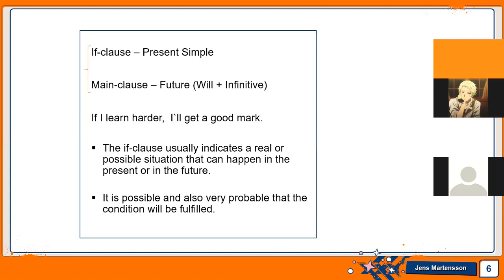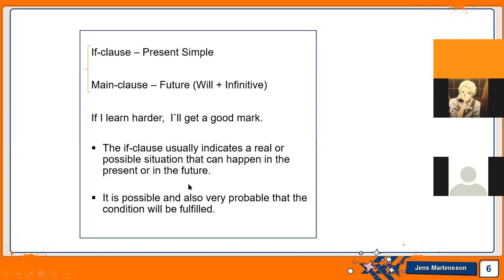Jadi fungsi conditional sentence type 1 itu apa? Untuk menunjukkan atau mengekspresikan, mengungkapkan sesuatu yang kita pikirkan itu kemungkinan dia bisa terjadi di masa yang akan datang. There is possibility. Ya, for example, like if I learn harder, I will get a good mark. Kalau saya belajar dengan giat, saya akan mendapatkan nilai yang bagus. Yes or no? Is it possible? Yes, it's possible. Ya, ada kemungkinan. There is a possibility to happen. If you learn harder, you will get a good mark.